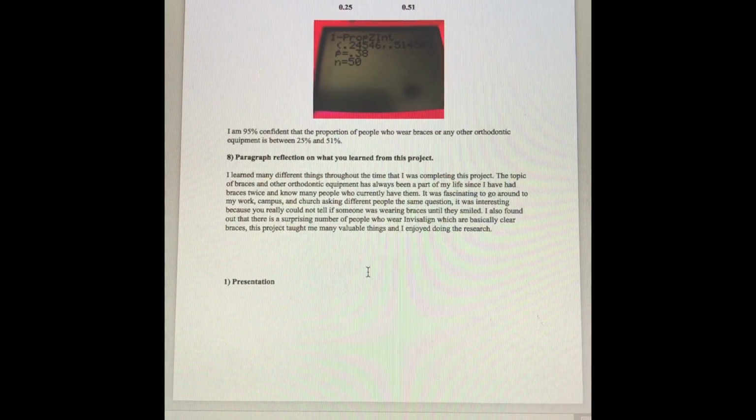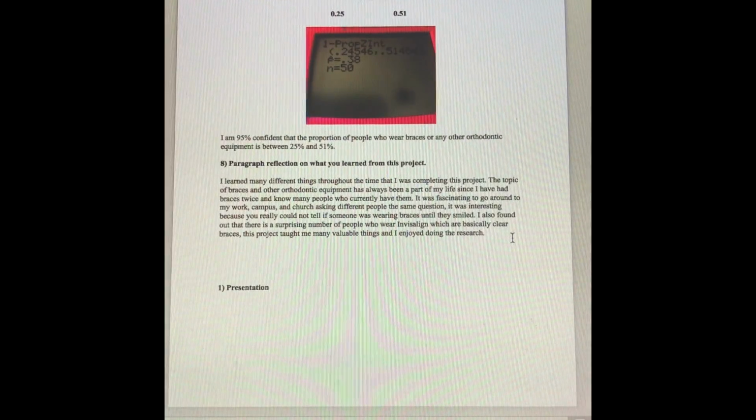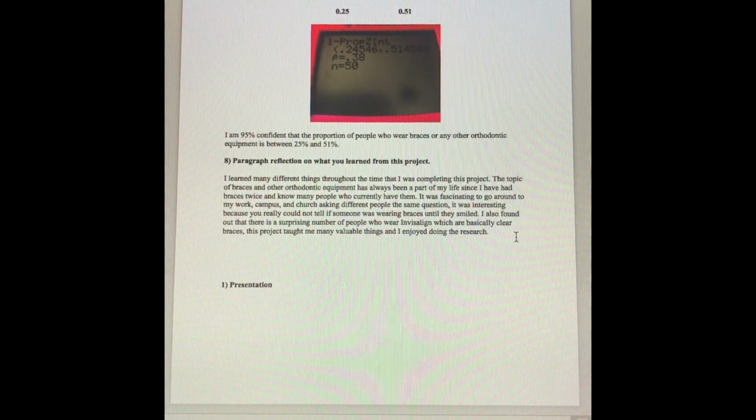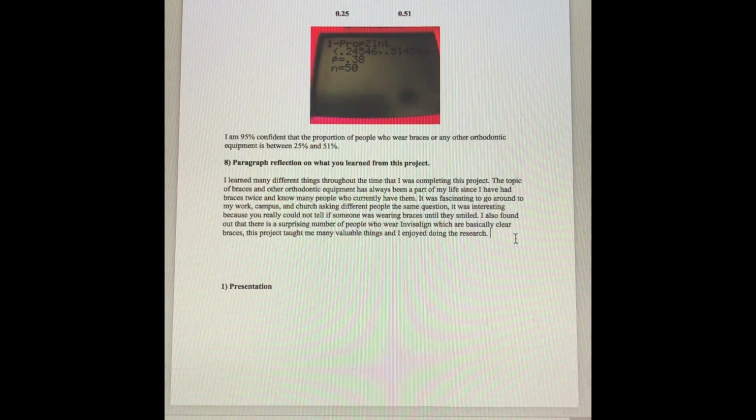Here is a paragraph reflection on what I learned. I learned many different things. It was fun to do the project, especially because when I asked the people, I couldn't really tell if they were wearing braces or any other orthodontic equipment. So it was a great learning experience and I learned a lot.